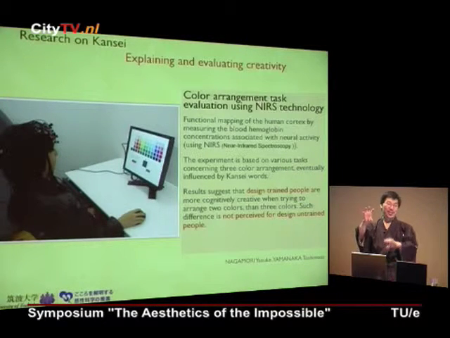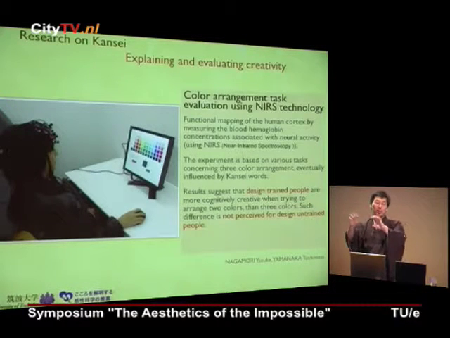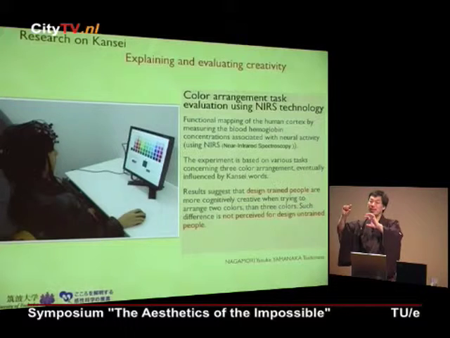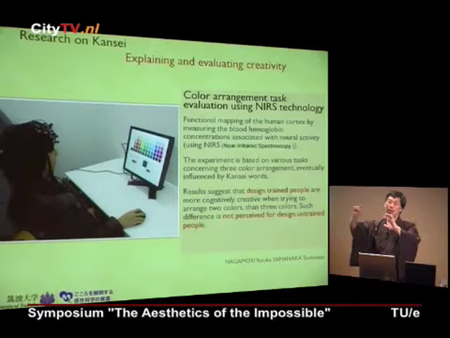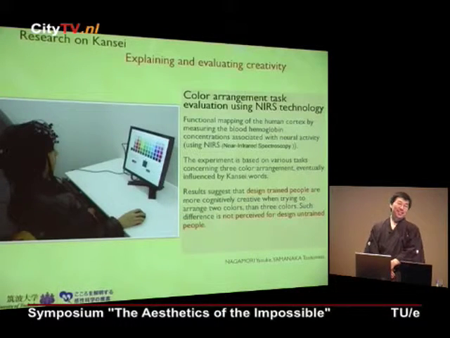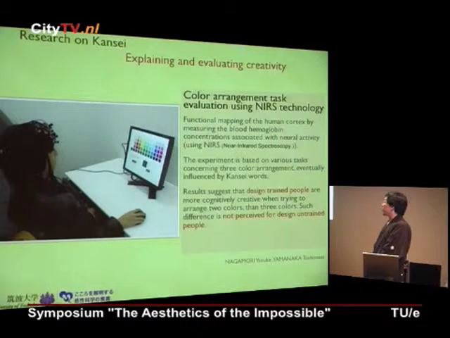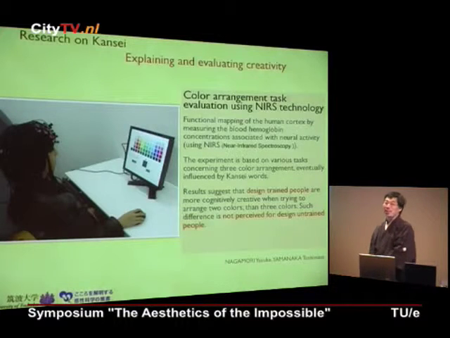One color is fixed, and they are asked to use the two colors and arrange them according to some typical adjective word. That is a more tough task for the designers, or rather, it is using the frontal cortex. That is the evidence.